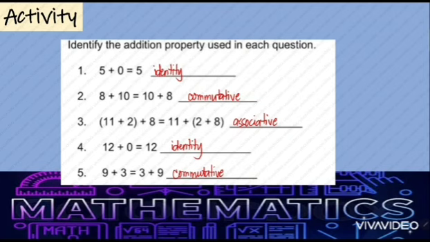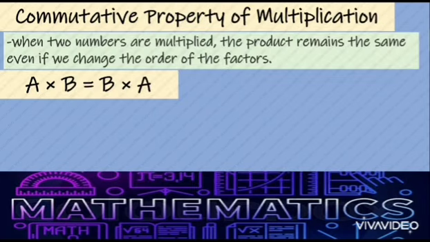Pupunta naman tayo sa multiplication. So, first property sa ating multiplication is the commutative property of multiplication. When two numbers are multiplied, the product remains the same even if we change the order of the factors. So, eto, kahit magkapalit daw yung order o yung pwesto ng ating mga factors, parehas pa rin yung sagot natin. A times B is equal to B times A. Halimbawa, 2 times 5, pag nagpalit sila, naging 5 times 2, they will still have the same answer.